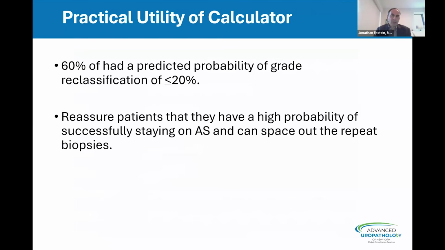And what we found is that when we use this tool, in 60% of the times, we can predict that somebody's going to have a low risk of their grade changing. And what that means is that in 60% of the time, using this calculator, we can reassure patients that they have a high probability that they'll stay on active surveillance based on their not being reclassified to worse disease. And then also we can start spacing out the repeat biopsies.